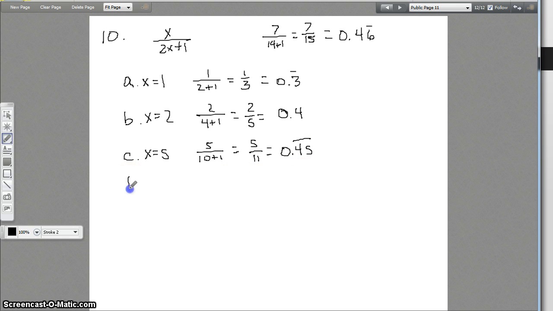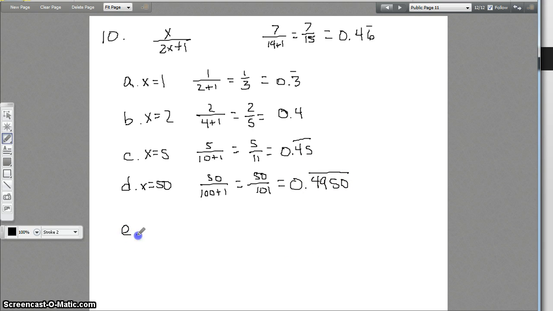Okay, let's look now at part D. That's x equals 50. So our numerator will be 50. In the denominator, we will have 100 plus 1. So that is 50 over 101. And when you put that in a calculator, what you get is 0.4950 with all of that repeating.